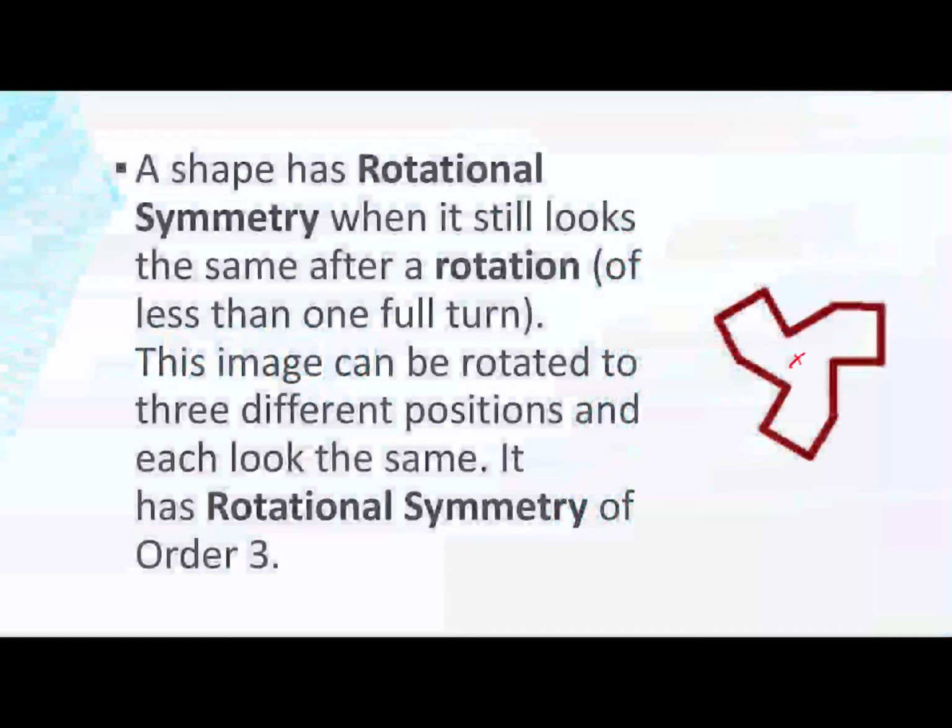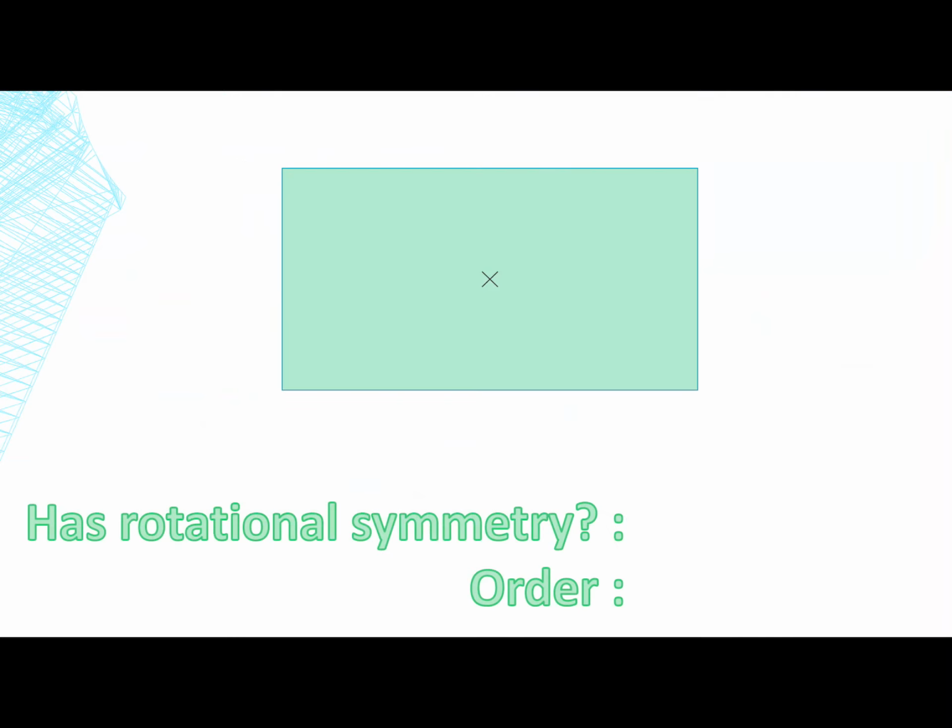Whenever we say a shape has rotational symmetry, that means when we rotate it by one complete cycle, one complete turn, the shape will be repeated several times. And how many times it is repeated within one cycle is called the order of rotational symmetry, or the number of fold.